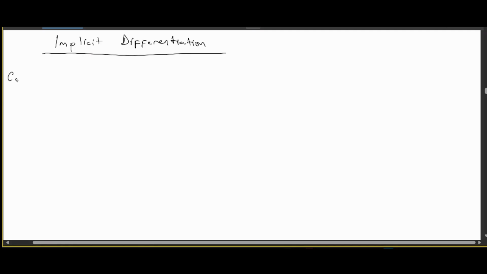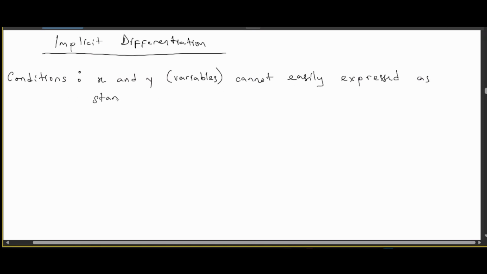So what are the conditions for applying implicit differentiation? x and y, which are variables, cannot be easily expressed as standalone variables, not items. And we have to underline the word easily.